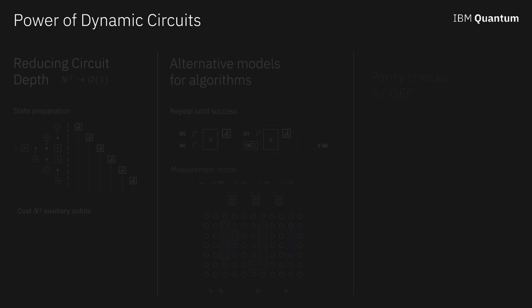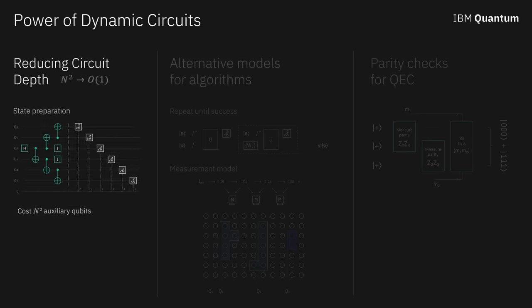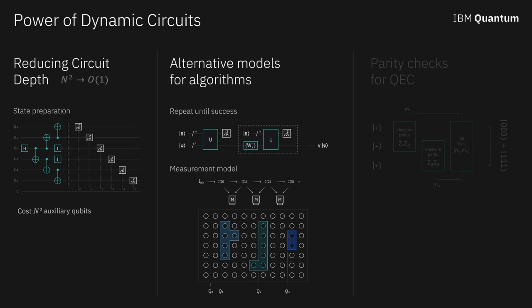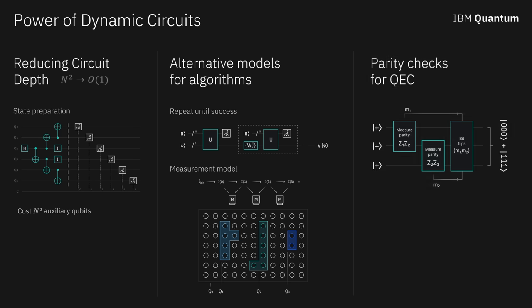This is very different from the world of static circuits, where all decisions must be frozen in before circuit execution begins. Dynamic circuits are very powerful and fundamental to useful quantum computing. This is because they extend what the hardware can do by reducing circuit depth, by allowing for alternative models to constructing algorithms, and by enabling the fundamental operations at the heart of quantum error correction.